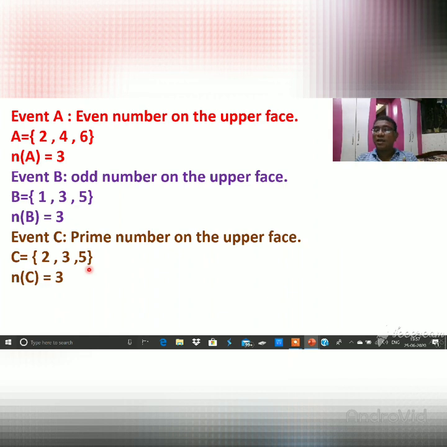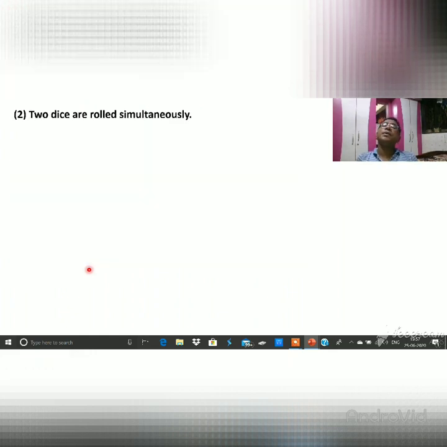Do you understand? I can write all these events. Does anyone have doubts? Anyone have doubts here? Then we can see problem number 2. Two dice are rolled simultaneously. In the first problem, how many dice did you roll simultaneously? One die. So in this problem, how many do you roll simultaneously? Two dice. Okay?